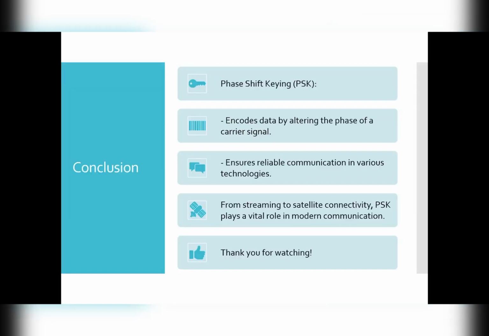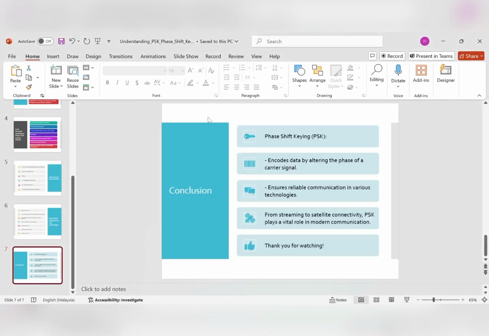In summary, PSK encodes data by altering the phase of a carrier signal. With its simplicity and efficiency, PSK plays a vital role in ensuring reliable communication in technologies we use every day. From streaming your favorite shows to satellite connectivity, PSK makes it all possible. Thank you for watching, and I hope this explanation of PSK has been informative.